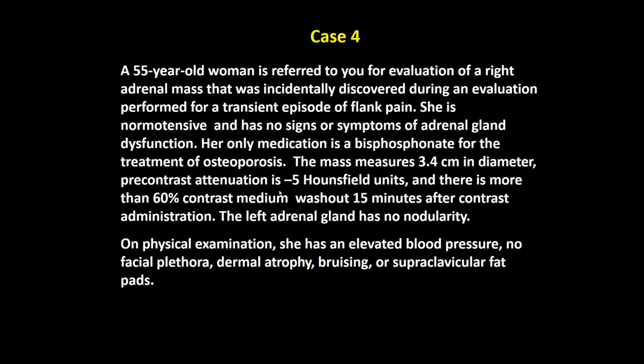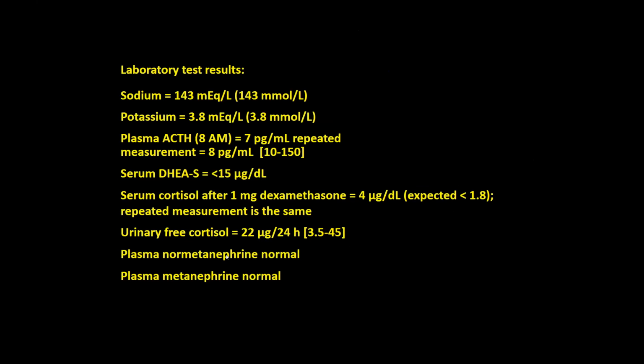It's very low on the Hounsfield units. There's more than 60% contrast washout at 15 minutes. There's no nodularity on the left adrenal. She's got an elevated blood pressure, but otherwise no real signs of Cushing's that you can see. And here are her lab results. So she's got a plasma ACTH which is actually below normal range at 7. It was repeated and comes back at 8, with a normal range of 10 to 150.